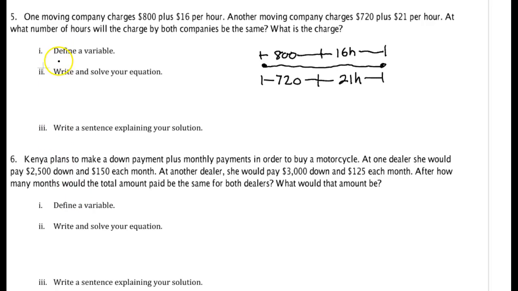Okay. Go ahead and write down, what does H stand for? Hours what? Yeah, and you can just copy it down. Hours will charge by both, when will both companies be the same? And you don't want to copy that exactly, but use those same words. Hours will charge both companies to be the same. Anything like that. And then when you get your answer, it's going to be, it takes blank hours for both companies to be the same. There's nothing really different between part 1 and part 3.